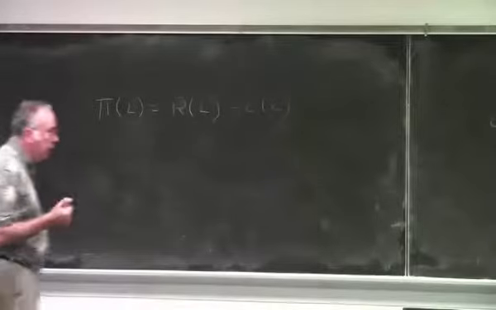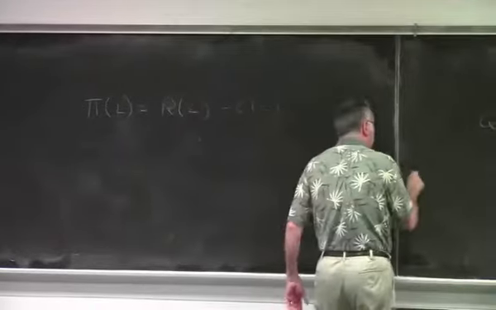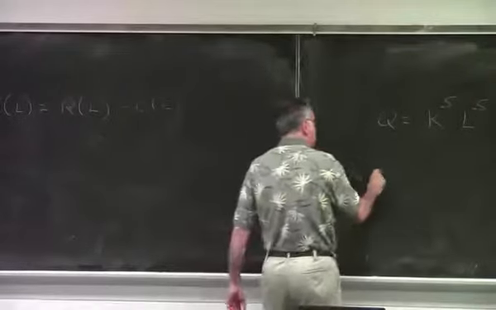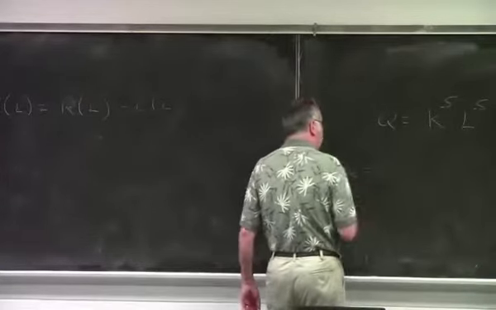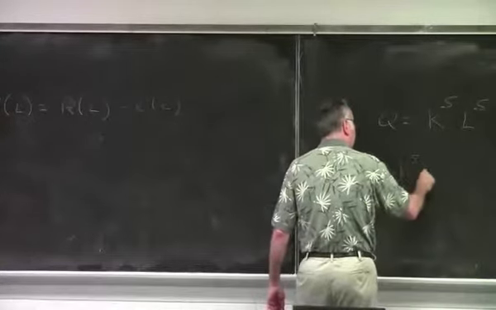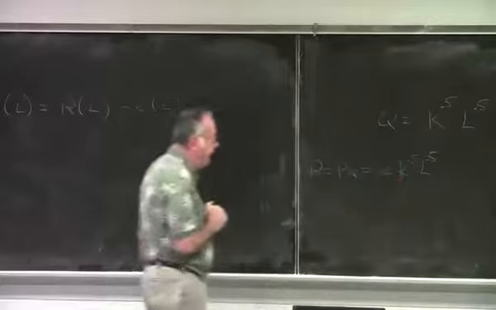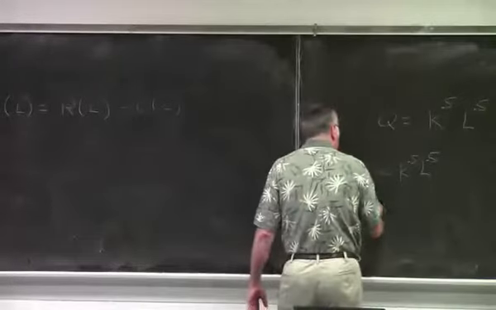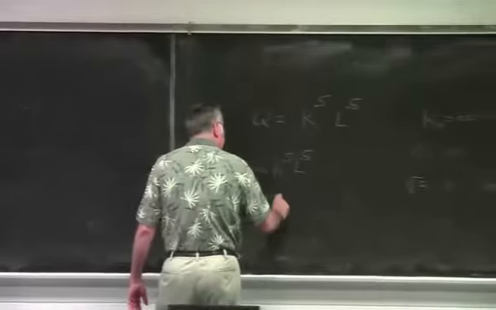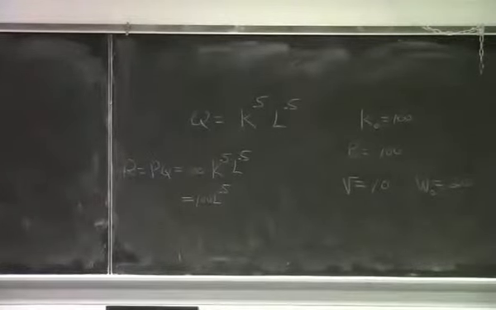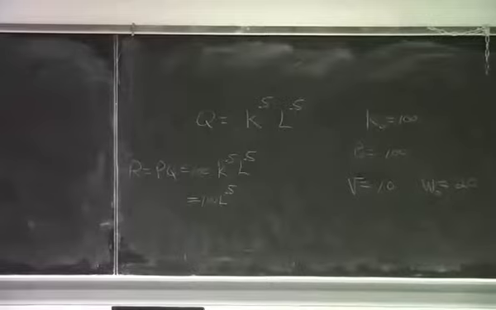Well, revenue is also equal to P times Q. P is equal to 100. You're given that. Q, if you substitute in here, Q is this. And this can be simplified further because K is given. K is 100. Square root of 100 is 10. So revenue is just going to be 1,000 times L to the 0.5. Notice that's revenue expressed as a function of L.